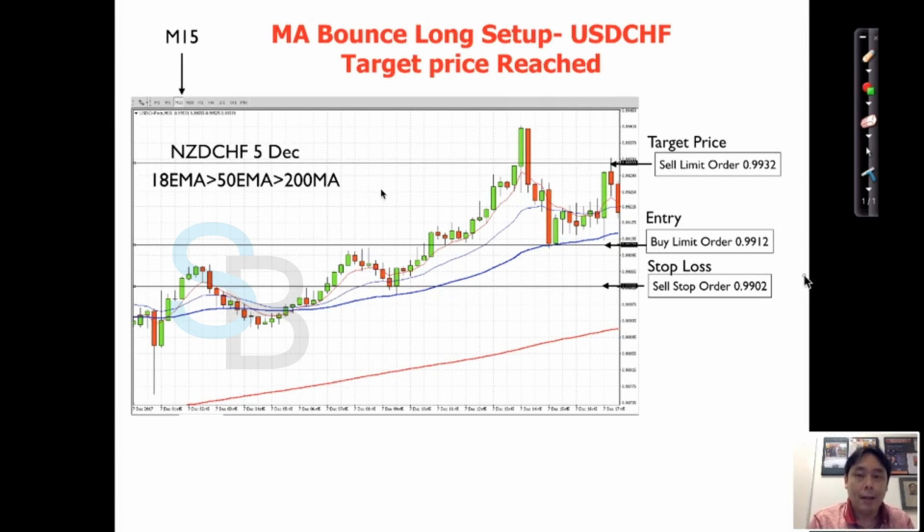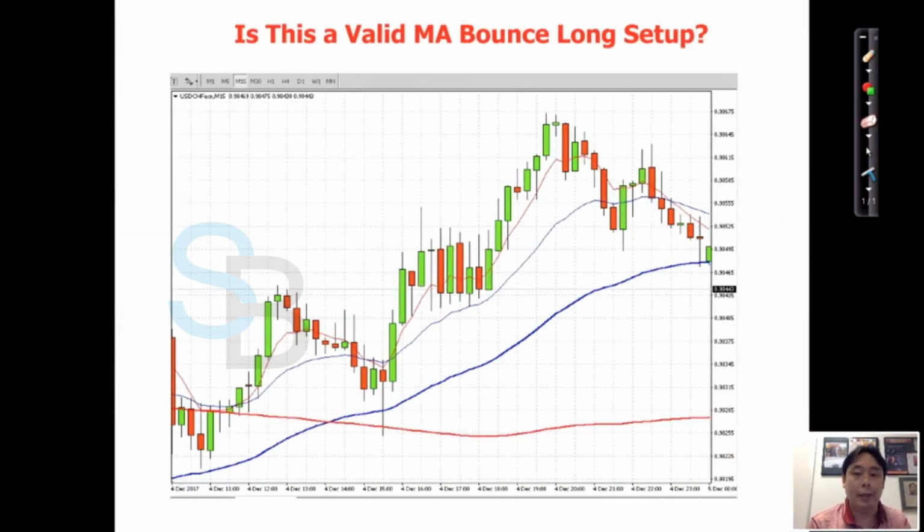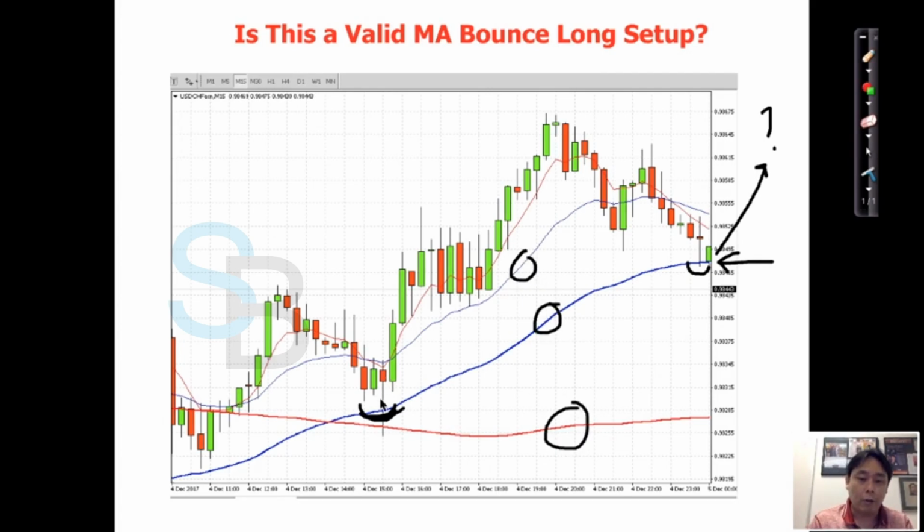All right. So let me show you a chart, and you tell me, would you buy at this point over here? You can see that the 50 moving average has been tested before. So are you confident that it's going to bounce up? Again, is it in an uptrend? Yes, the 18 is above the 50, 50 above the 200, right? So uptrend, we've got a test of the 50.